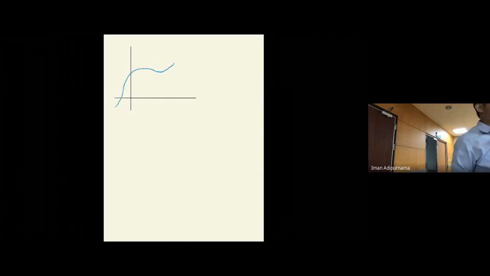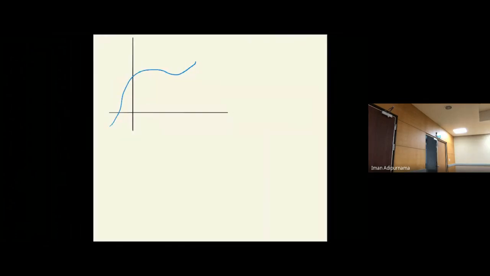So the simplest way to understand continuity: when you graph the function, your pen is on the paper all the time, right? Meaning it's continuous. Whenever you lift your pen, it becomes discontinuous. That's the easiest way to understand the logic behind continuity.